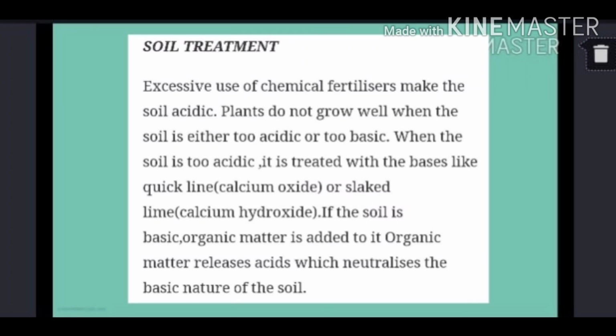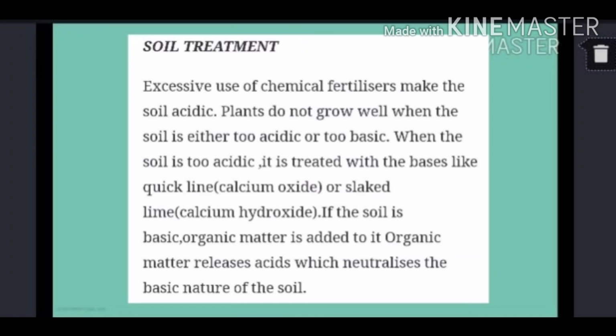Soil often gets affected due to excessive use of fertilizers, which generally make the soil acidic. So what happens? Soil becomes acidic and plants do not grow well. At the same time, sometimes soil becomes too basic also. Whether it is too acidic or basic, in both cases soil becomes unfit for growing crops. So here also neutralization reaction helps.